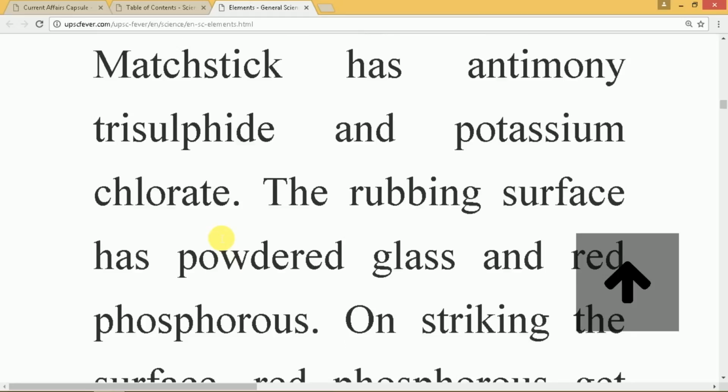When we strike the matchstick against this red phosphorus, it gets converted into white phosphorus, which is highly reactive, as we have seen before, and it reacts with potassium chlorate, and this creates enough heat to light the match and ignite the antimony trisulfide. One important compound is carbon dioxide.